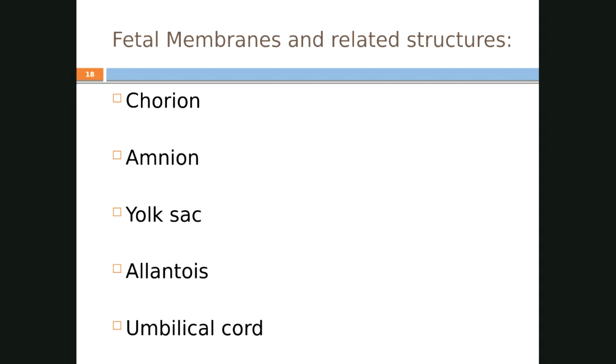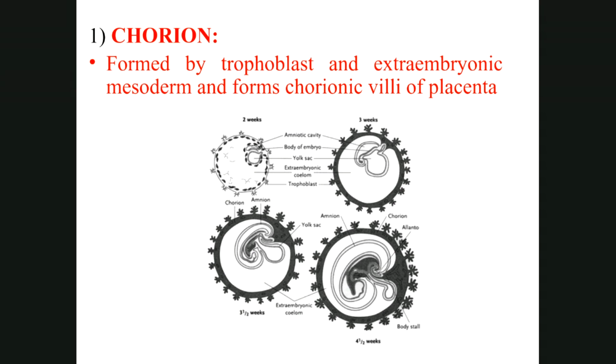What is chorion? Ultimately, it is formed by the trophoblast. What was the trophoblast? I told you at the very beginning that trophoblast is nothing but the outer shell of the blastocyst, which is a covering of the blastocyst. So this trophoblast ultimately gives rise to chorion. Chorion will ultimately form the finger-like projections, as you can see in this slide.